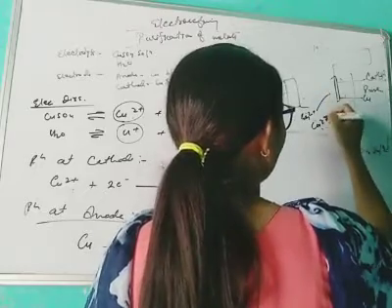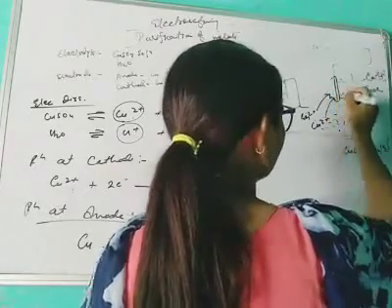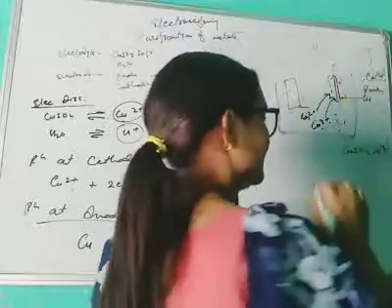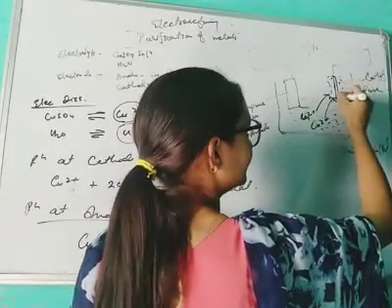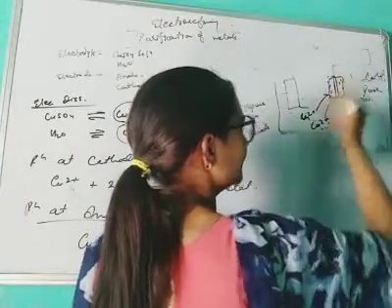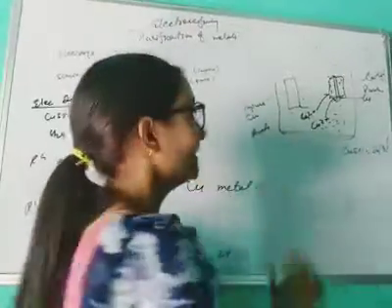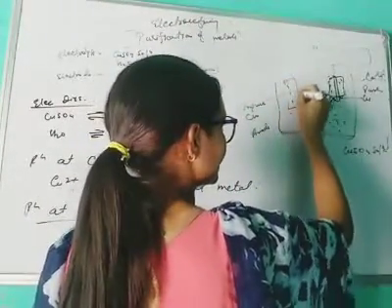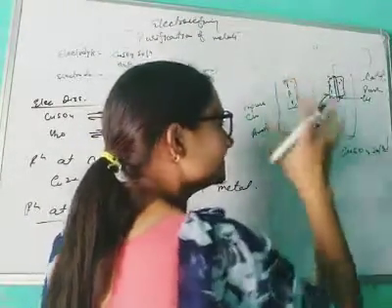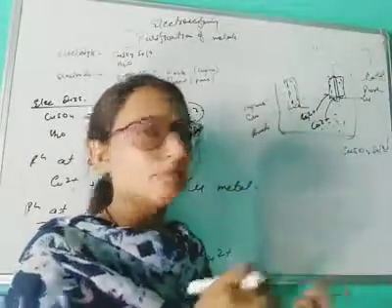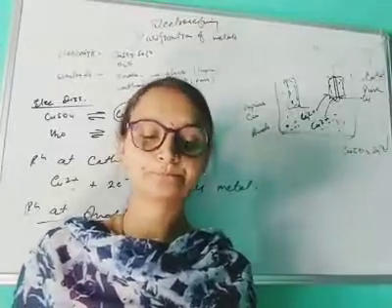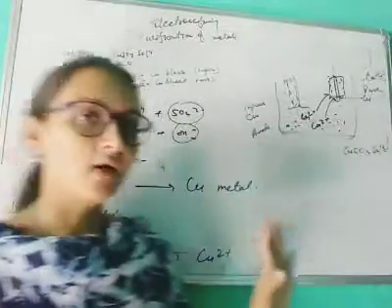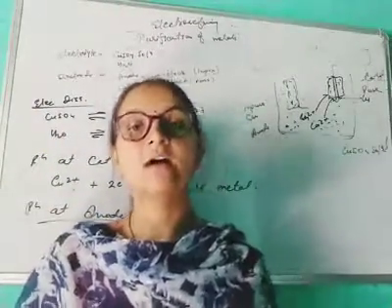So all will migrate towards the cathode, and here they will be discharged. After some time, this sheet will increase in size and we will get pure copper metal, and this will diminish in size, and the mud and any other impurities will settle down here. It will be called anode mud.